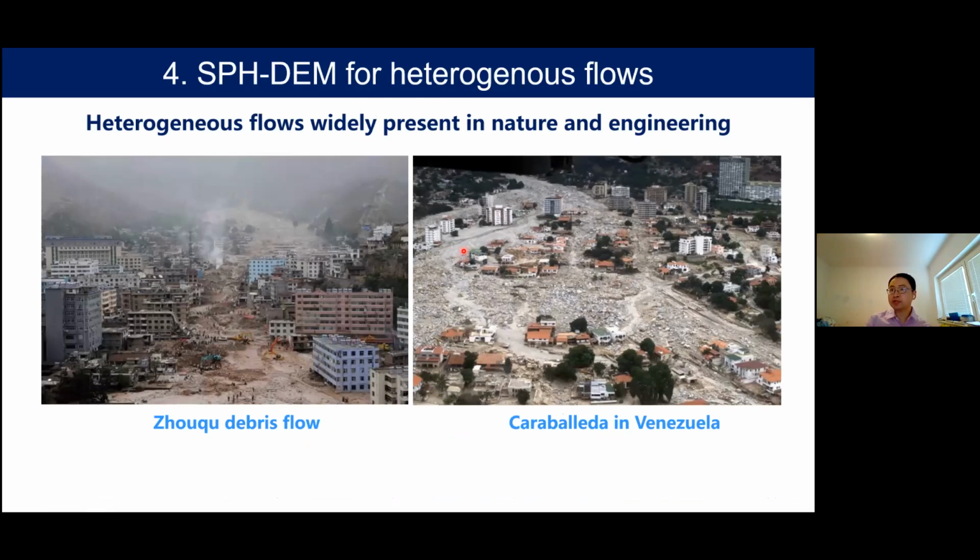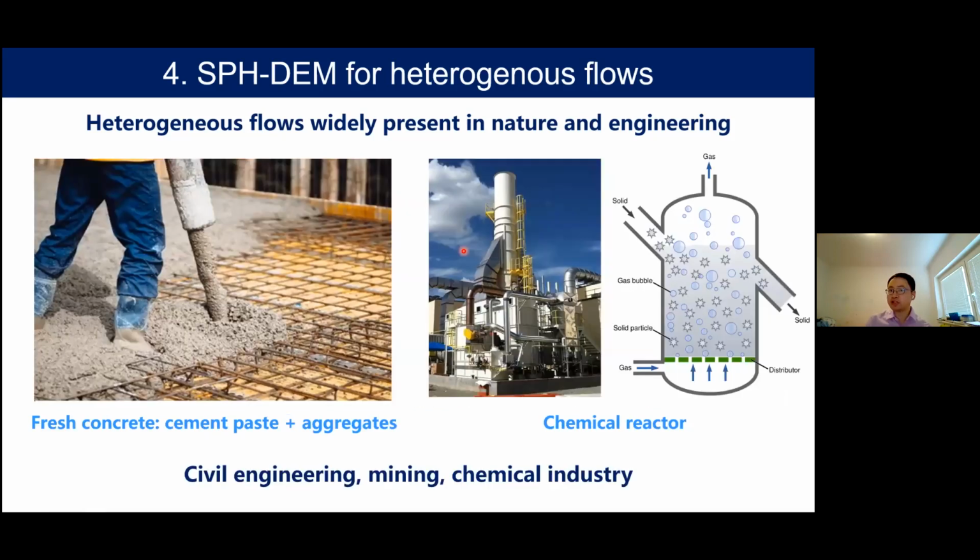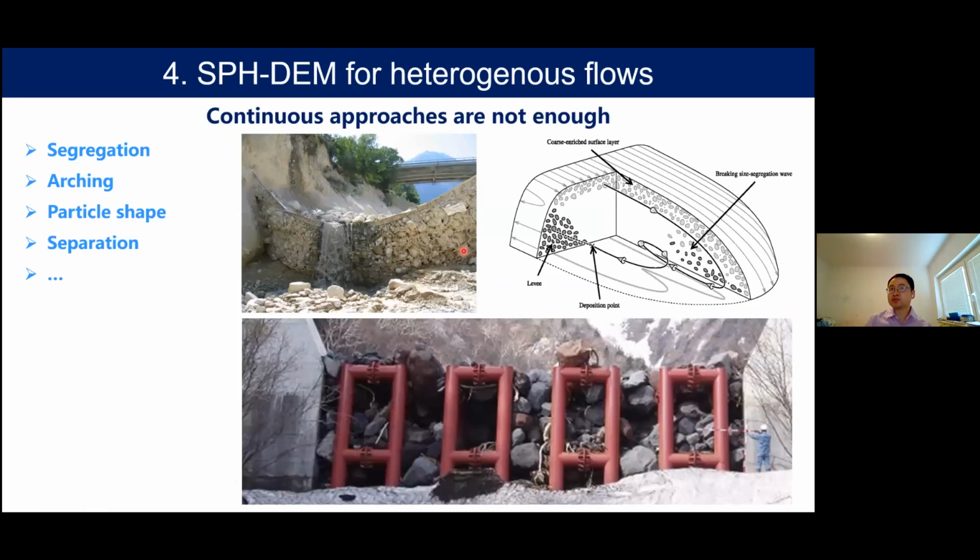And in civil engineering or other engineering, you can also have this kind of phenomenon. For example, fresh concrete has cement paste and aggregates. And in a chemical reactor, you can also find the mixture of a continuous phase and some large particles. And this is important in geophysical flows, as we said, because there are some unique phenomena like segregation, like arching of the large particles, and also the interaction between the debris flow and the structures.